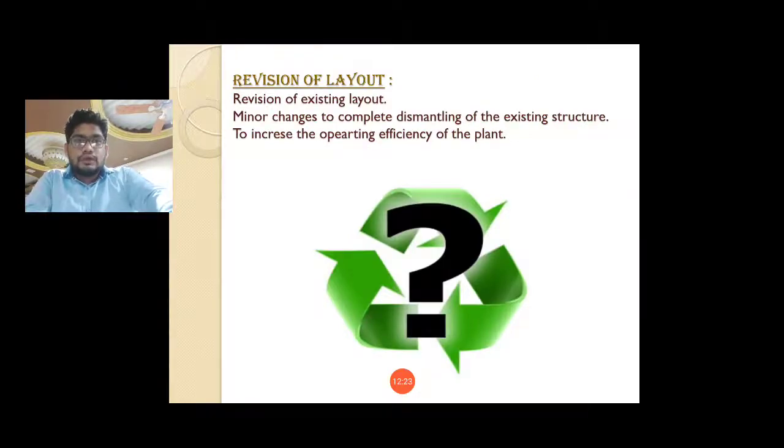Revision of layouts. Now revision of existing layouts: minor changes to complete dismantling of the existing structure to increase the operating efficiency of the plant. See, when is the revision of the layout required? If we see that loss is occurring, and we come to know the exact reason behind the loss, so if we see that there are minor defects in the particular layout structure, we take a solution and take up the task of revising the layout, which will increase the productivity. Fine.